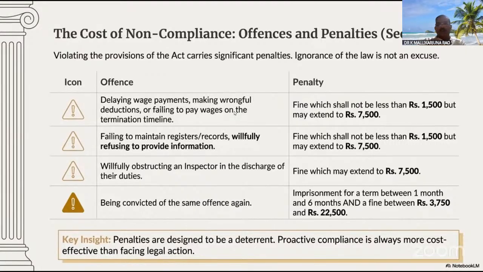So failing to maintain registers and records, and willingly refusing to provide information, can also be fined, the same 1,500 and above, 7,500 and below. Willfully obstructing the inspector in discharging his duties can also be fined. If convicted of the same offences again, the penalty is imprisonment of 6 months and above, and a fine between 3,750 and 22,500. So penalties are designed to be strict, and proactive compliance is always more cost effective than facing legal action.